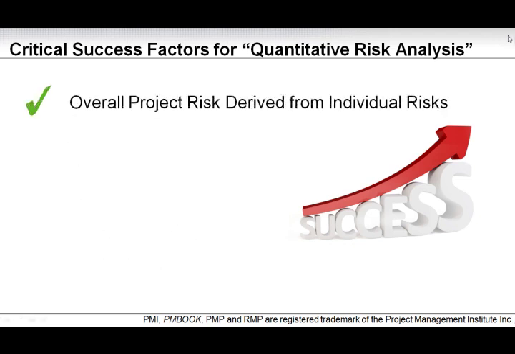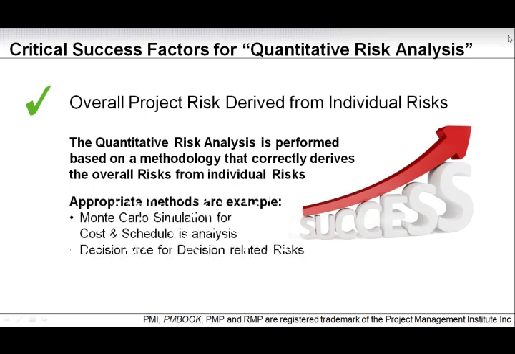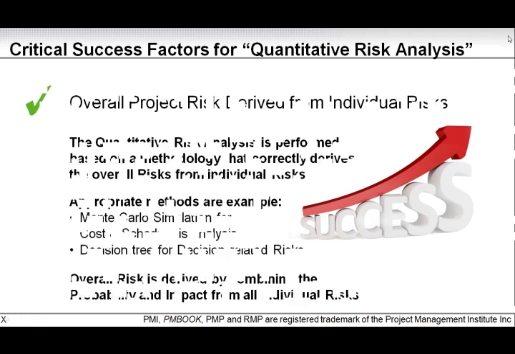Overall project risk derived from individual risks. Here the quantitative risk analysis is performed based on a methodology that correctly derives the overall risk from the individual risks. Appropriate methods for such analysis are, for example, Monte Carlo simulation for cost and schedule analysis, and decision tree for decision-related risks. Overall risk is derived by combining the probability and impact from all individual risks.